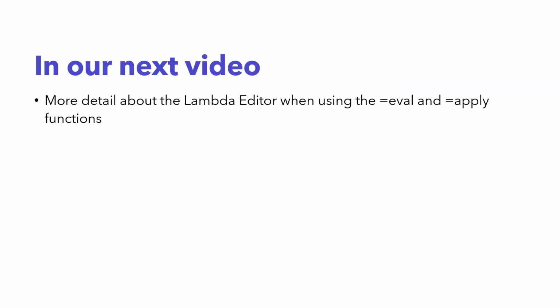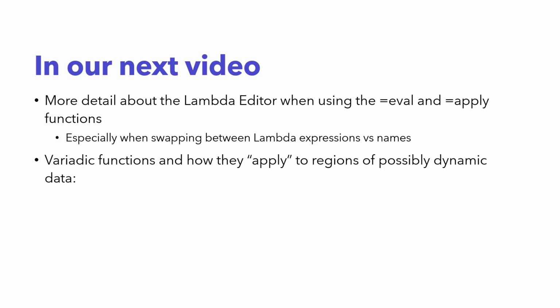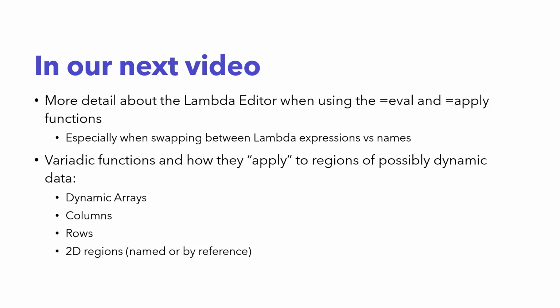All right, in our next video, we will get into more detail about the Lambda editor when using eval and apply functions, especially when switching between Lambda expressions and names. We'll talk about variadic functions and how they apply to regions of possibly dynamic data. This could be dynamic arrays, columns, rows, or both.